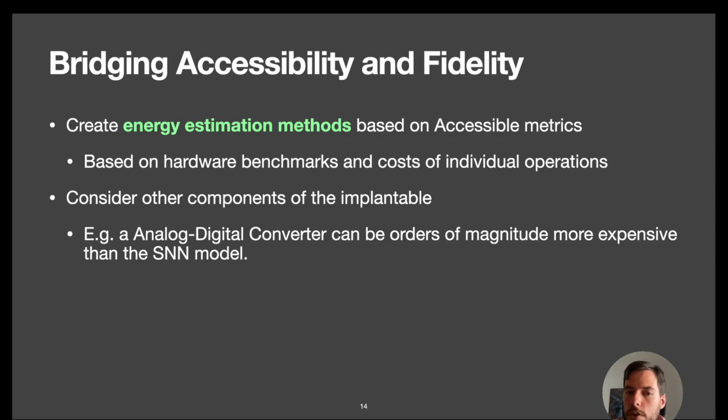And for this, we would also need to consider all components of the implantable, because in this study we only focus on the SNN part, but normally for implantables you also have other components like the analog digital converter that is used for reading brainwaves and converting them to digital numbers. And components like this can be orders of magnitude more expensive than the SNN, which means there might not be too much gain if we have very expensive components.